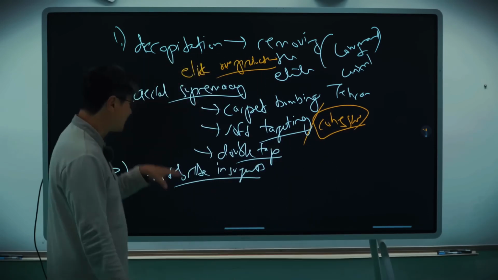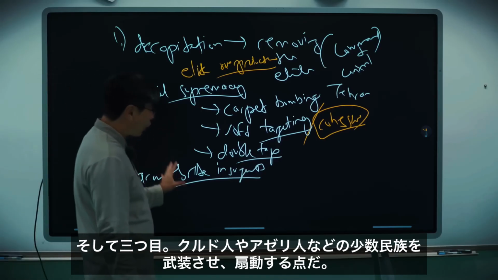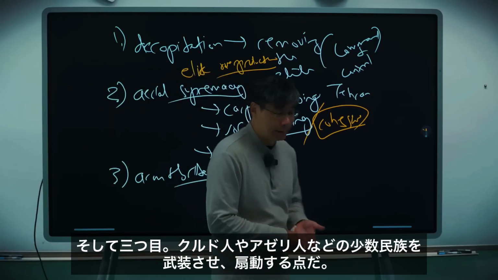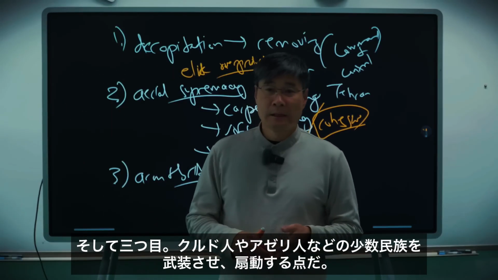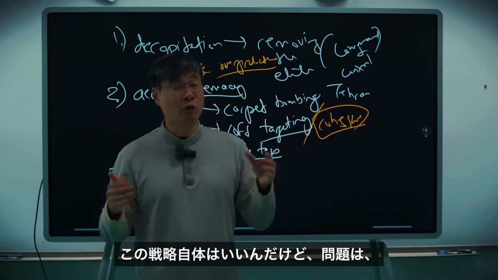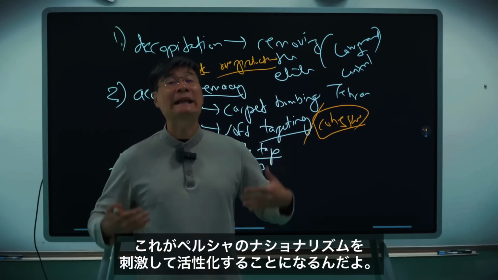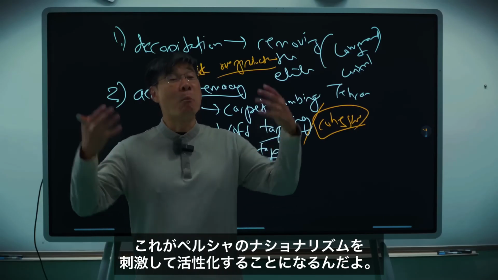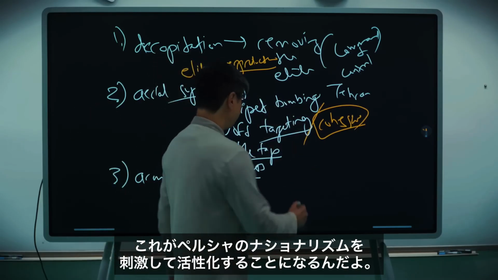All right, the last thing. Yes, you are arming the insurgents, the Baluchis, the Kurds, the Azaris. Okay, that's fine. The problem with this is that you are now activating, galvanizing Persian nationalism.